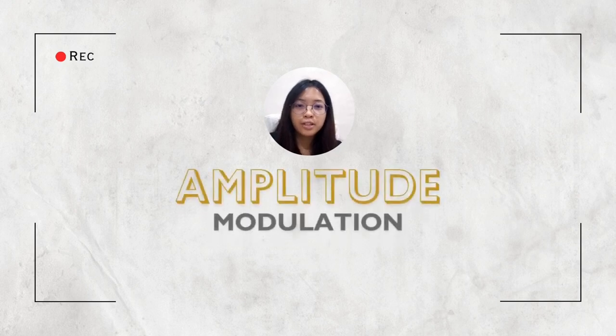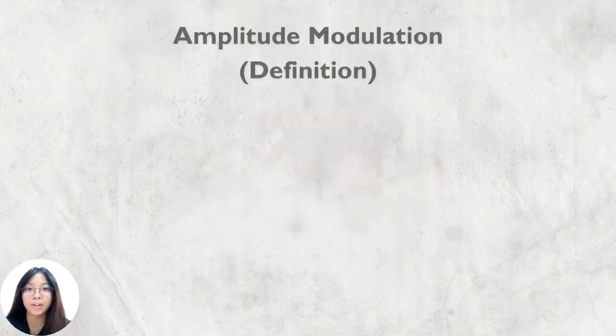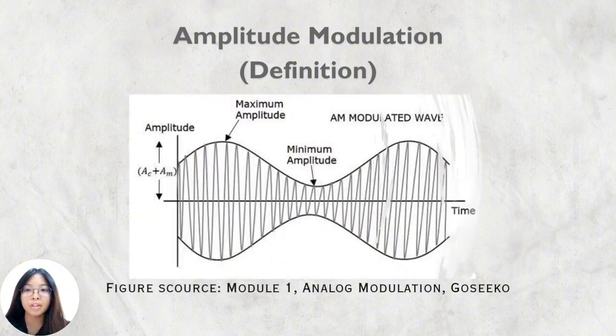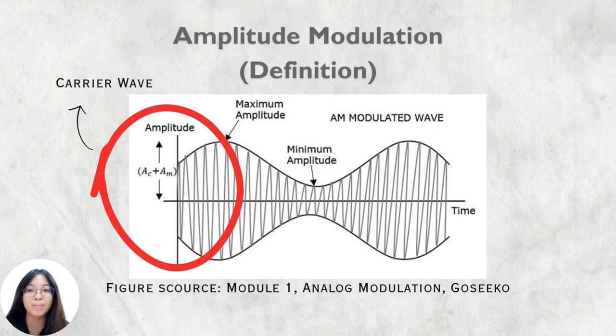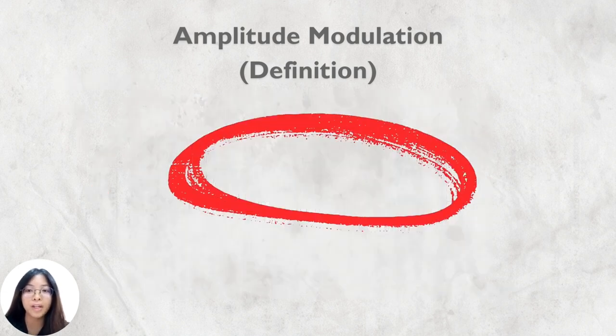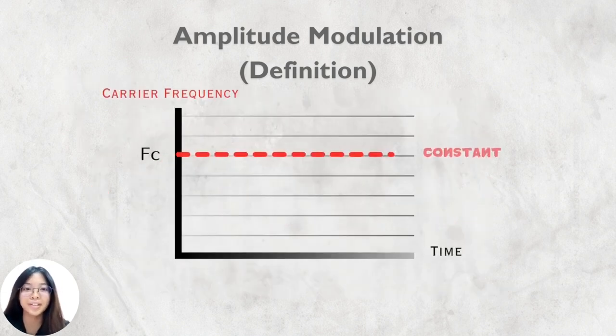Hi, my name is Weili and I am here to discuss amplitude modulation. First of all, let me introduce the definition of amplitude modulation. Amplitude modulation is a modulation technique where the amplitude of the carrier wave is varied in proportion to the message signal while keeping the carrier frequency constant.